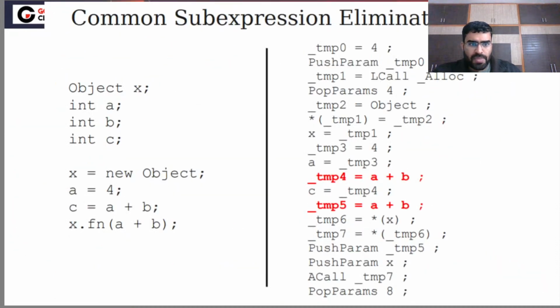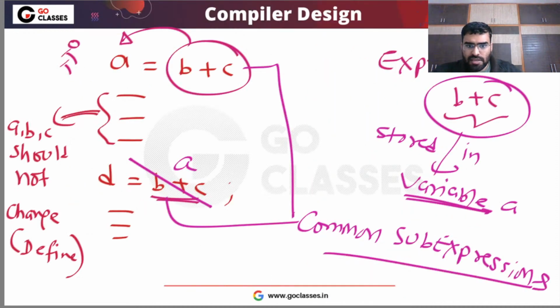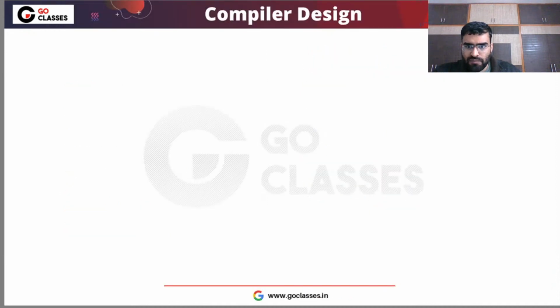I have already covered these things in previous videos, but let's see what this is. For example, here this a plus b, you don't have to calculate again, because it is already available in the variable temp4. In this area a, b, and temp4 are not changing, so I can replace this a plus b with temp4. This is the point you can notice.